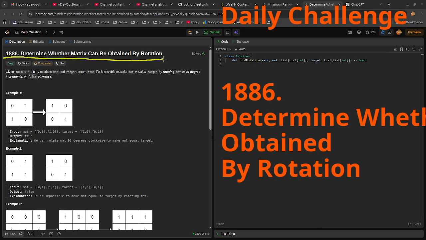Leetcode Daily Challenge. Question 1886. Determine whether matrix can be obtained by rotation. This is an easy problem. This problem is asking us to check if it is possible to turn the original matrix to the target matrix by turning it in 90-degree increments.